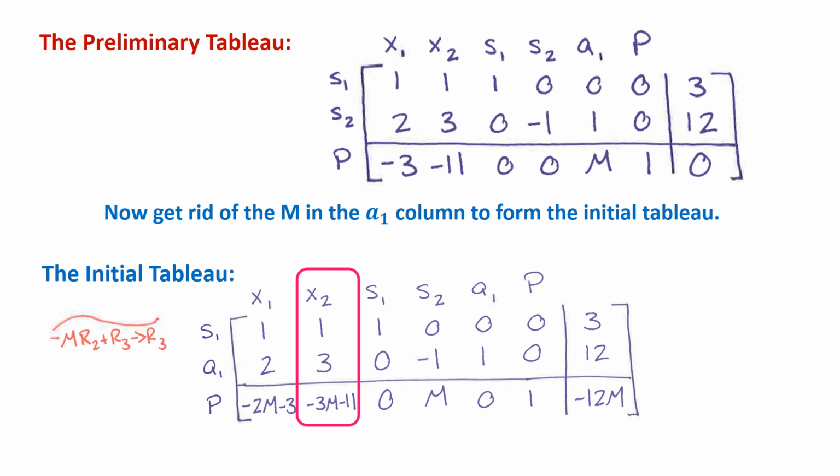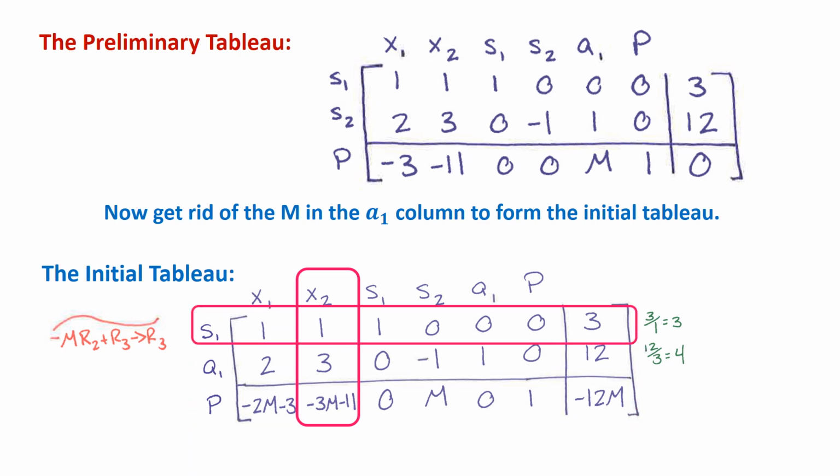Now, above that bottom row, everything in the x2 column is positive, so we're going to compare the quotients to pick the pivot row. So 3 over 1 is 3, 12 over 3 is 4. So 3 is smaller, so row 1 is the pivot row. And the pivot element needs to be a 1. In this case, it is. So our next move would be to get zeros in the rest of the column.